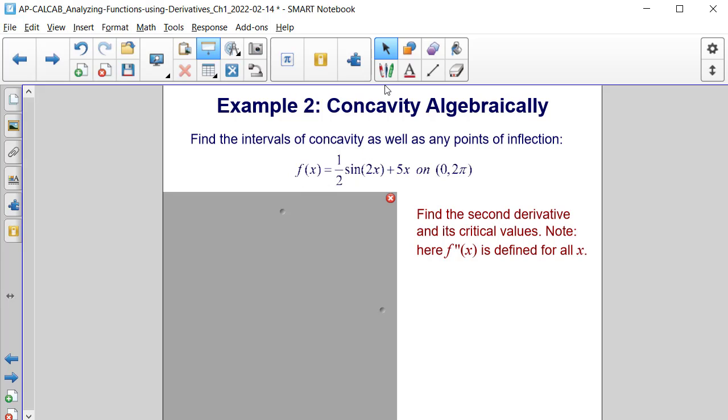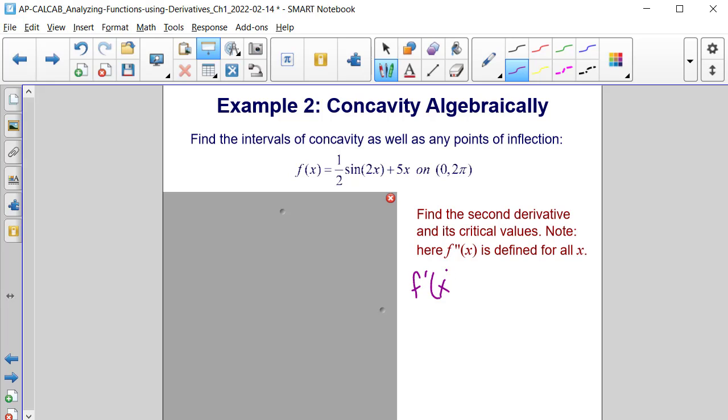So let's find the first derivative, and we're going to have to use the chain rule here. So f prime of x is equal to, we're still going to have the 1/2 there. The derivative of sine is cosine, so we have cosine of 2x, but then we have to take the derivative of this angle by the chain rule. And the derivative of 2x with respect to x is 2. And then plus the derivative of 5x is just 5. And then if we simplify this, the 2 and the 1/2 cancel out, so we just have cosine of 2x plus 5.